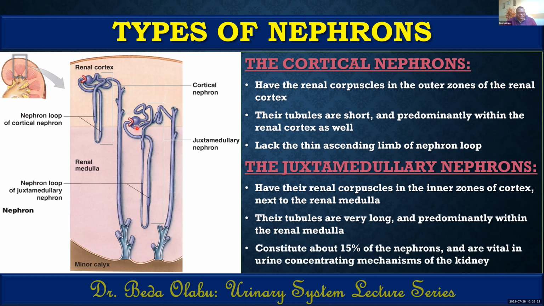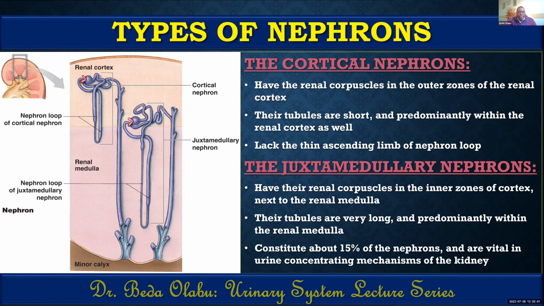This kind of nephrons constitute about 15% of all the nephrons, and they're the ones which are vital in the urine concentrating mechanisms of the kidney, as we're going to see in the next topic. Great, so these are the different types of nephrons.